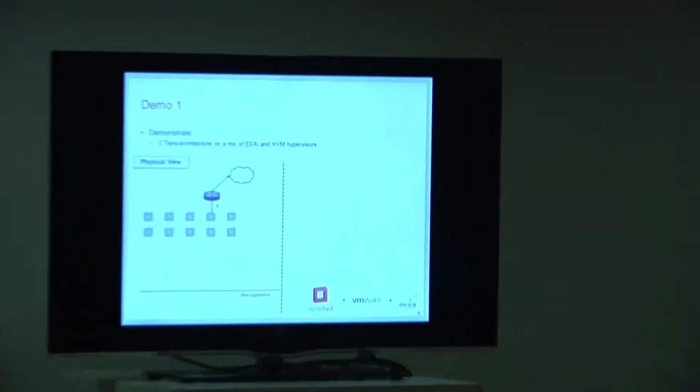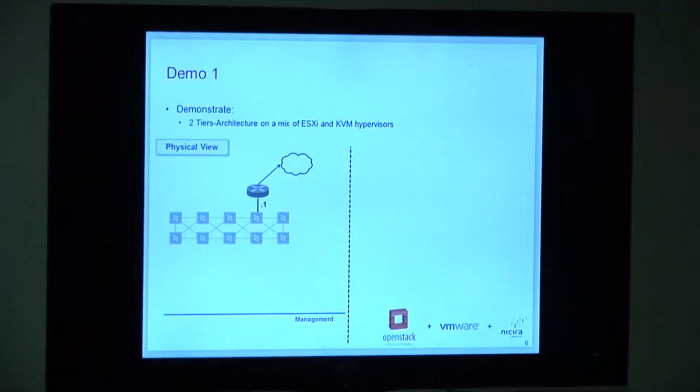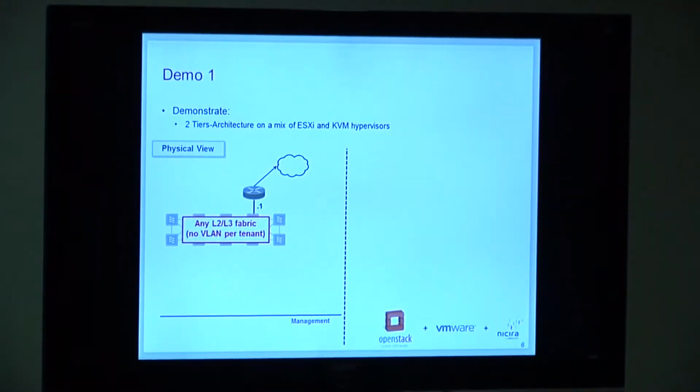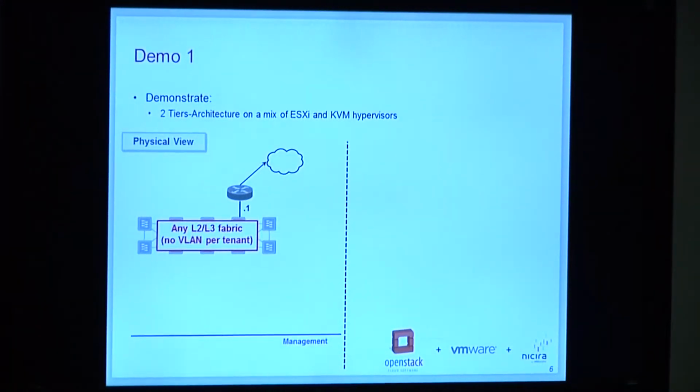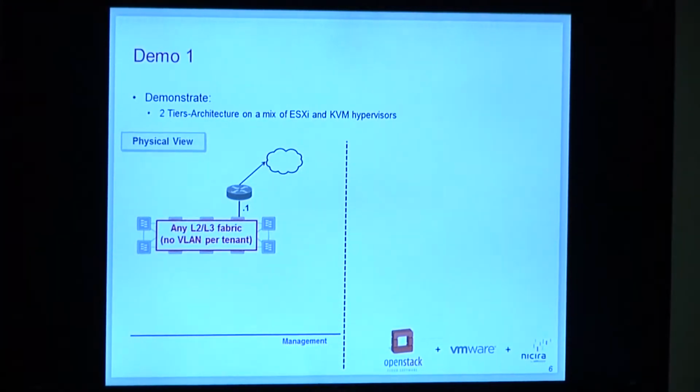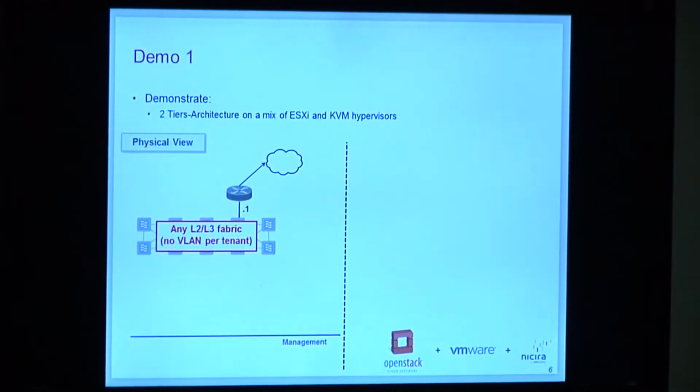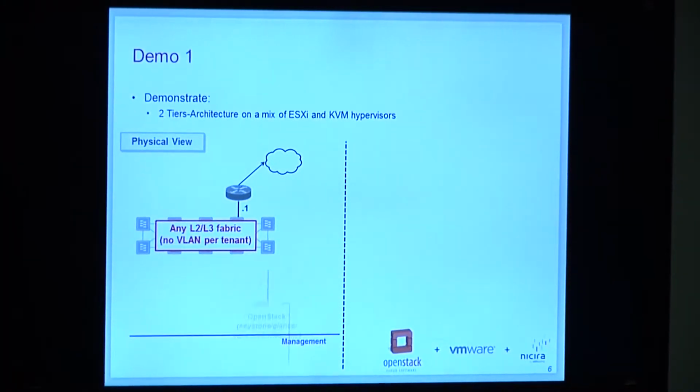I have an access or simulated access to the internet, and I have a basic fabric, a basic network. It's an L3: a couple of switches, one router. So a basic network, but our solution can work on any physical network.